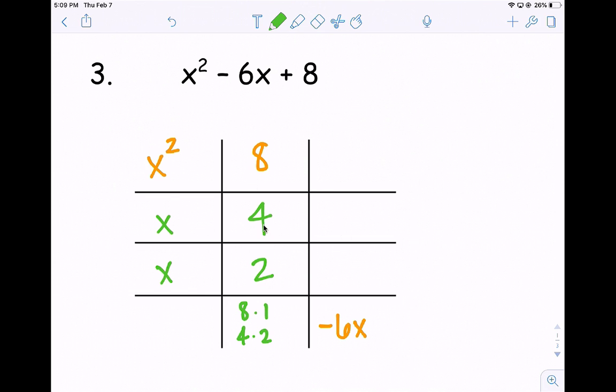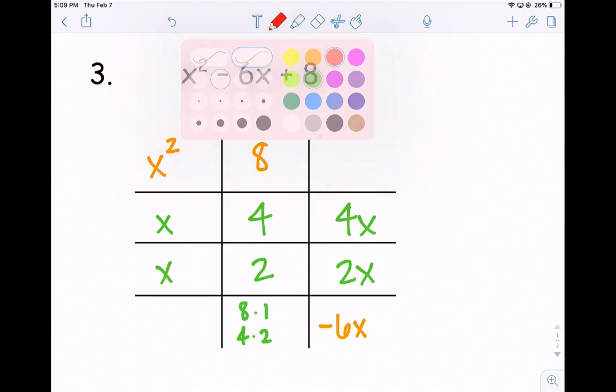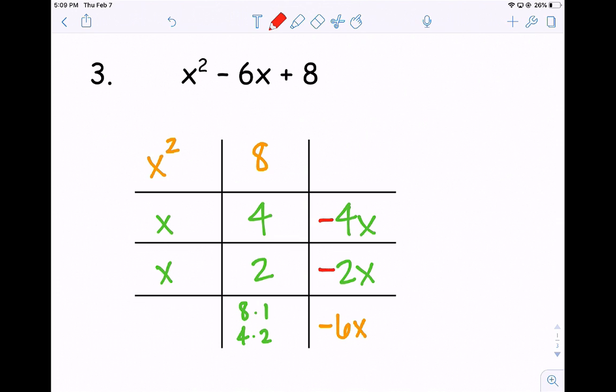So now I multiply across. 4 times x is 4x. 2 times x is 2x. So how do I get a negative 6 out of a 4 and a 2? Well, this 6 is bigger than both of these. It's larger than both of those. So I have to actually make both of these negative. So when I make both of these negatives, now I would add them together and keep the negative sign. So if I make both of these negative, then I'm going to carry those negatives over to the middle.